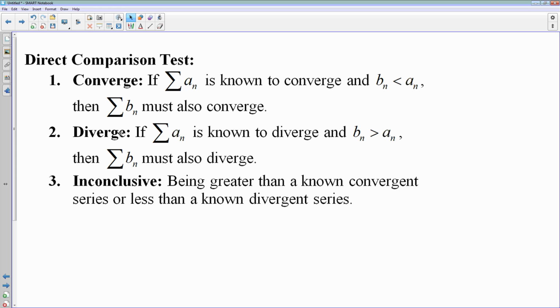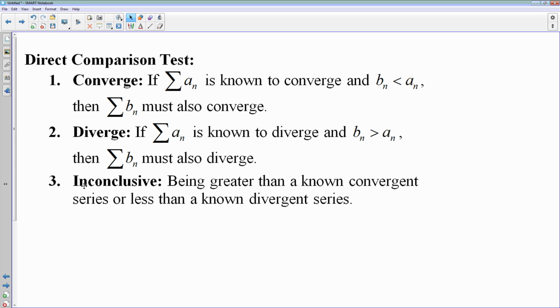The exact opposite is also true. If you have a series that you know diverges, such as the harmonic series, and another series has terms that are larger than that divergent series, then the other series must also diverge. So with direct comparison, you want to either be less than a known convergent series or greater than a known divergent series, and then you'll have that type of behavior on the end of those series.